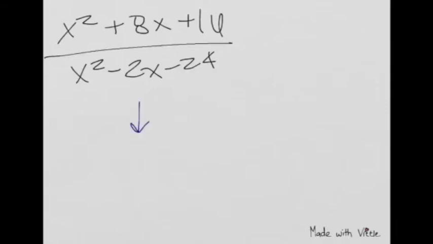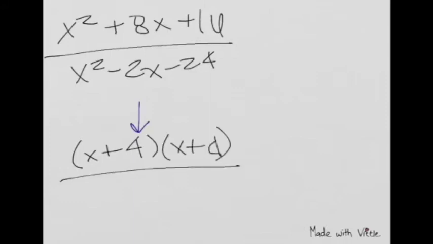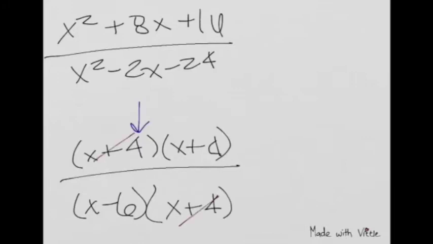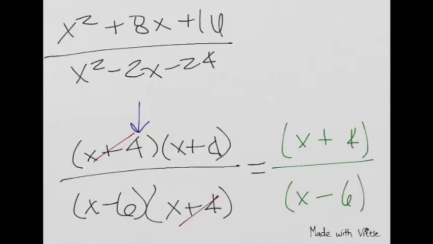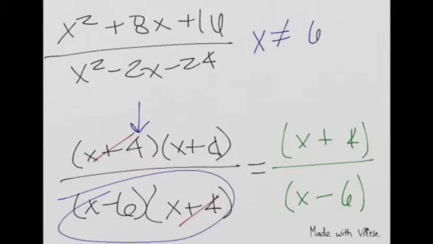Now we have x squared plus 8x plus 16 over x squared minus 2x minus 24. And from there, we're going to factor it out, and we'll get x plus 4 times x plus 4 over x minus 6 times x plus 4. So, cross out common factors, and our answer is going to be x plus 4 over x minus 6. From our denominator, we can tell that our restrictions are going to be positive 6 and negative 4.